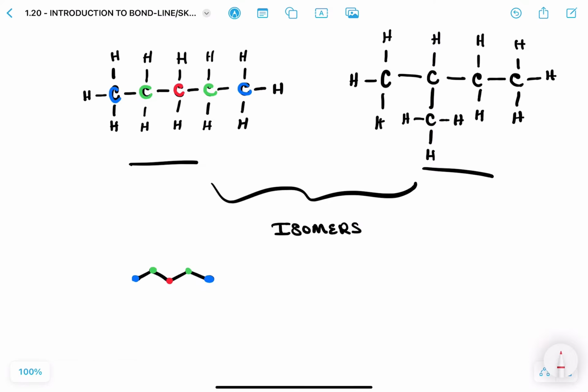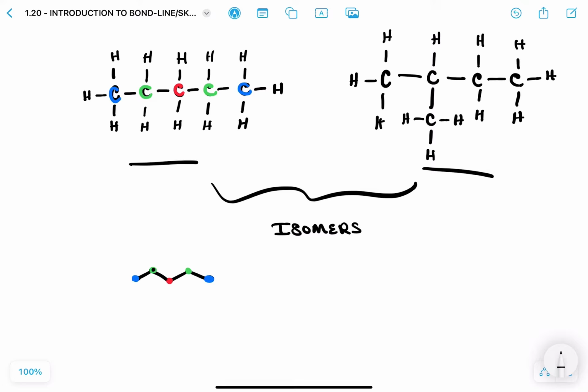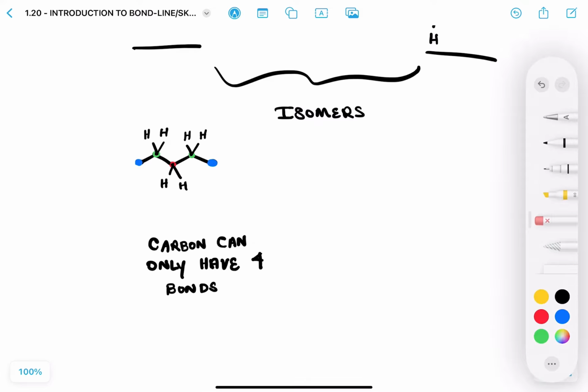So each point essentially represents a carbon. The hydrogens are going to be implied on each point. So on these 3 in the middle, we're going to have 2 hydrogens. The reason is that if we recall the octet lectures, carbon can only have 4 bonds, because any more than 4 bonds would violate the octet.